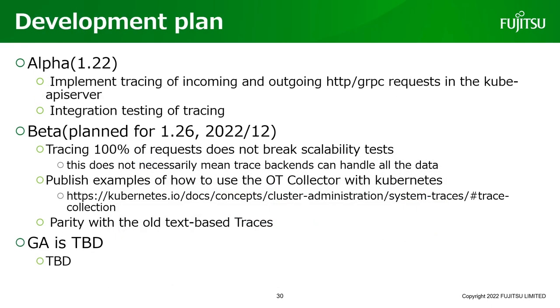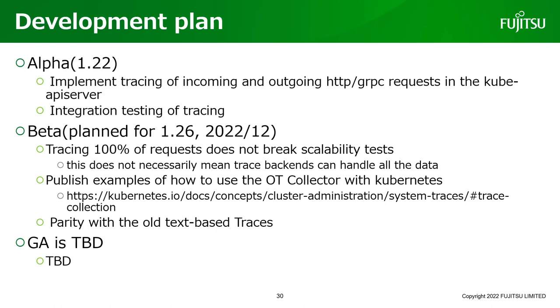At the end of this chapter, I will introduce the development plan and progress of this feature. This feature is already fully developed up to alpha. Tracing of incoming and outgoing HTTP and gRPC requests is implemented in the Kubernetes API server. This makes it possible to collect traces of API server requests using the OpenTelemetry collector.